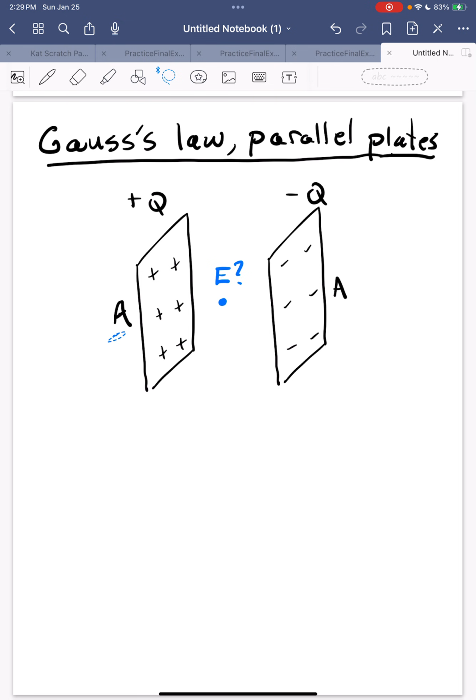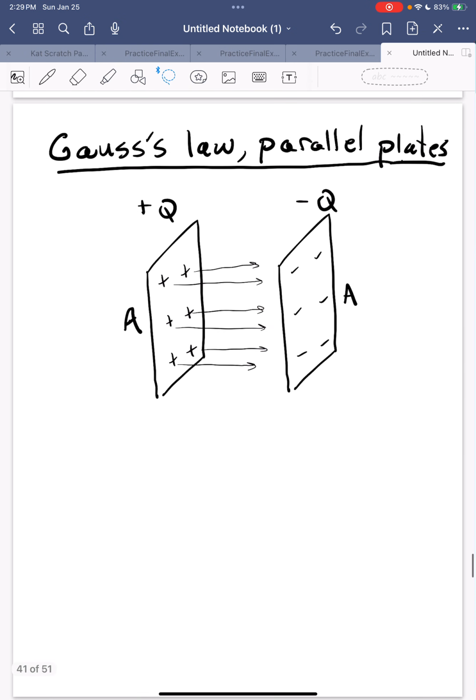Now, somewhere between these two plates, and I haven't told you exactly where, but it doesn't matter for right now, there's a point, and I want you to tell me what the magnitude of the E field is between those two plates. Well, how do you do that? You're going to do that using Gauss's law.